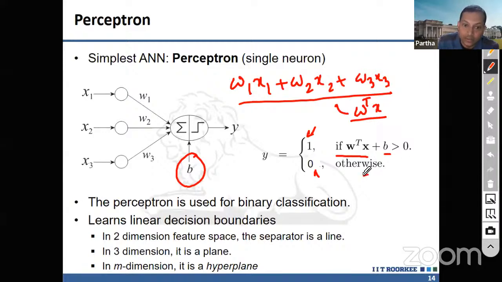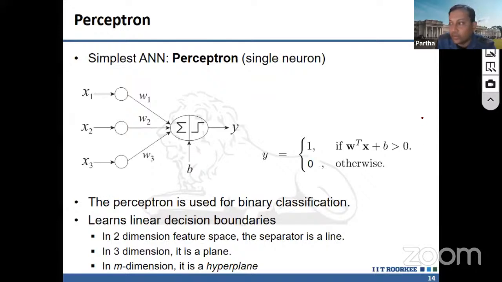This perceptron does only binary classification, as I have already been explaining. Whatever we are doing, there is one threshold: either the value is greater than or equal to 0 or it is less than 0. So it is binary classification, not multi-class classification. We can use perceptrons only for two-category classification, not more than that. If we have the data in a 2-dimensional feature space, then the separator is a line.